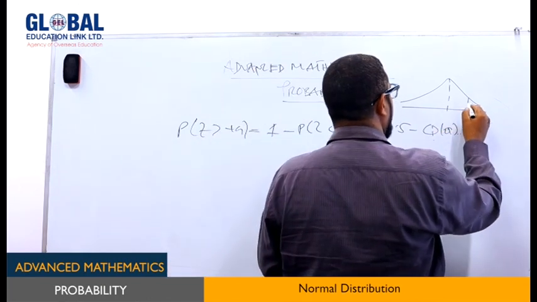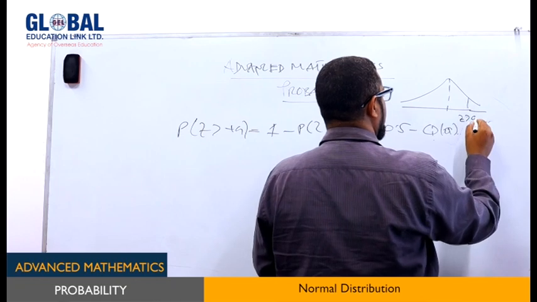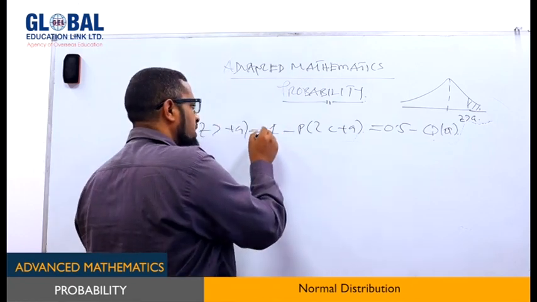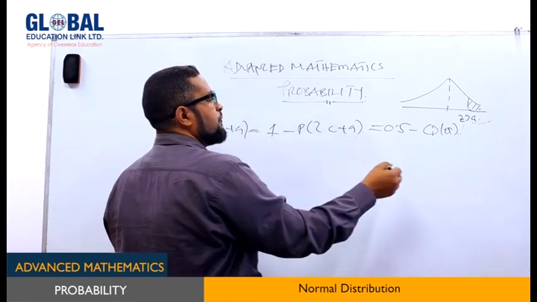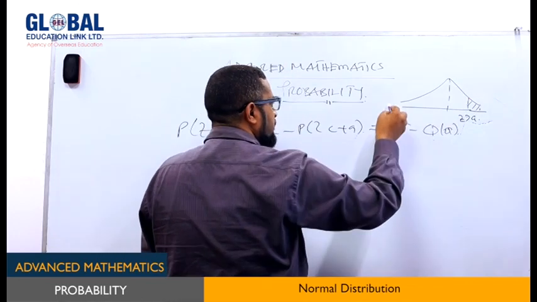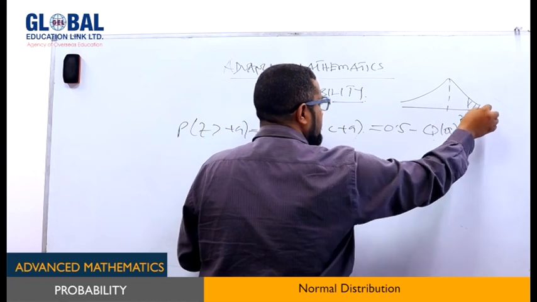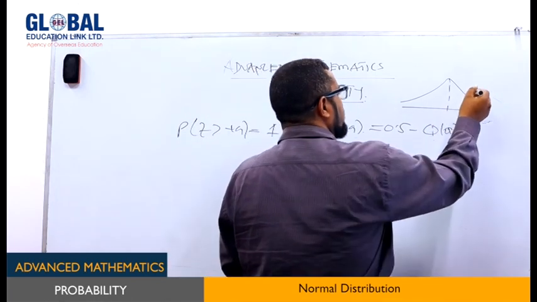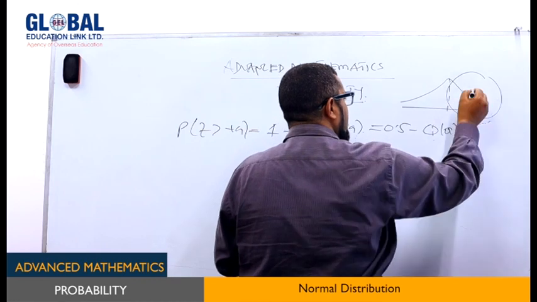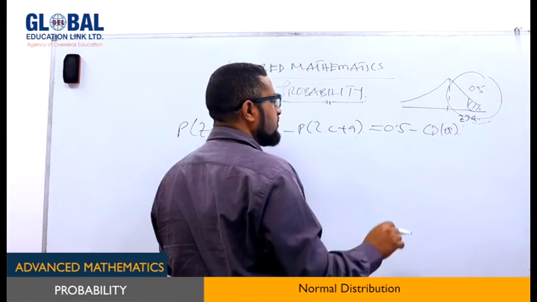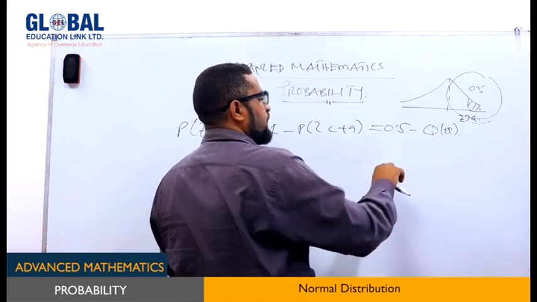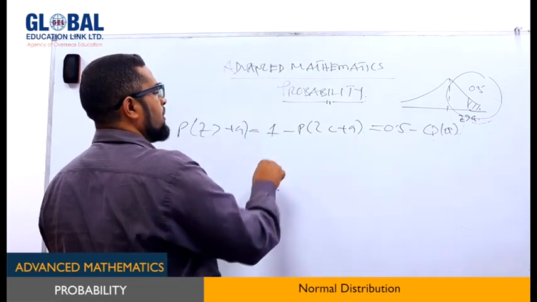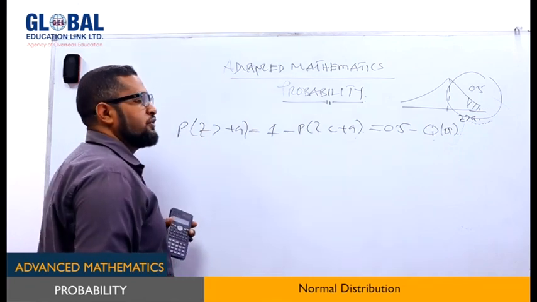So if we take z greater than positive a, it means this region. That's why I'm saying you can use 1 minus the probability of z less than or equal to a. It means 1 is all of this minus only this part, and you will obtain the value of z greater than a. Or you may just consider the right part having 0.5 as total area minus q of a. So if you use 0.5 minus q of a, you will obtain the same value as using 1 minus the probability of z less than positive a.